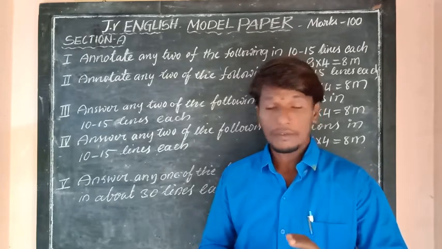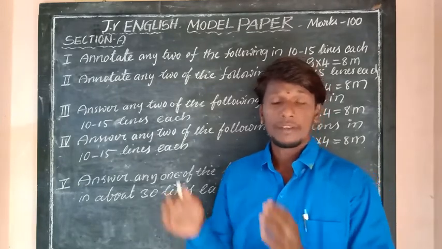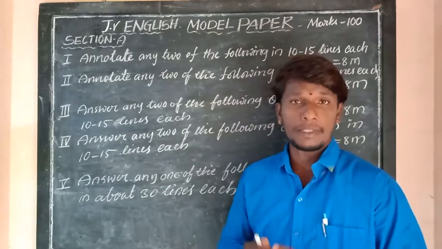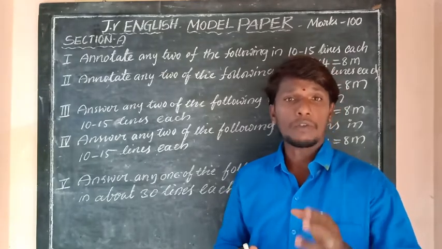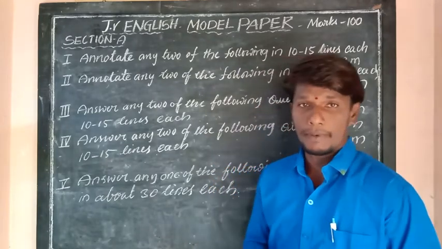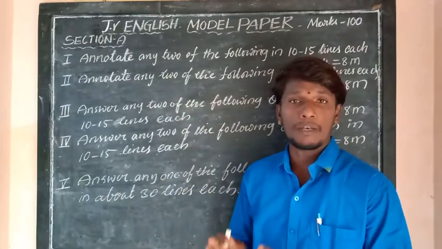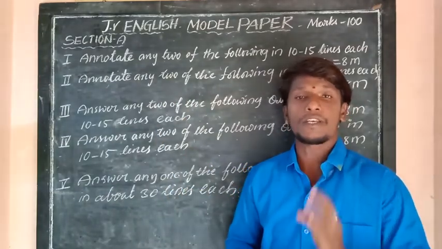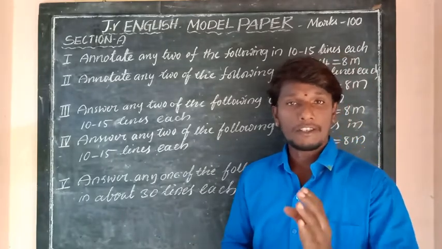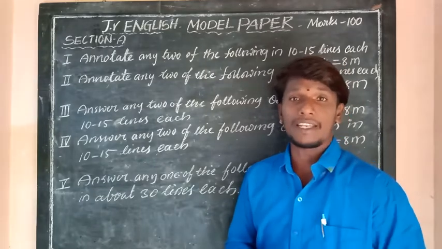So now we talk about the paper model of intermediate first year. This paper is purely for 100 marks. What may be the paper model and how the questions will be asked in the intermediate first year paper model? The entire paper has 3 sections. Altogether there are 20 questions in all 3 sections.